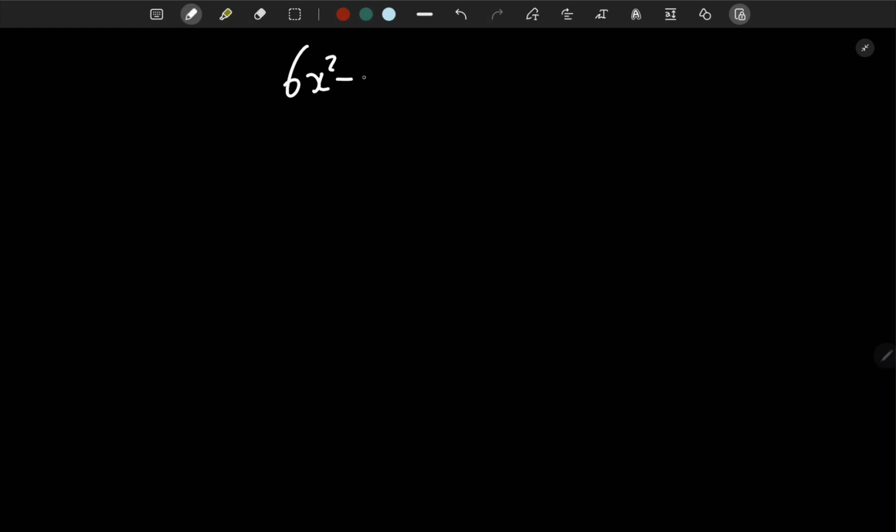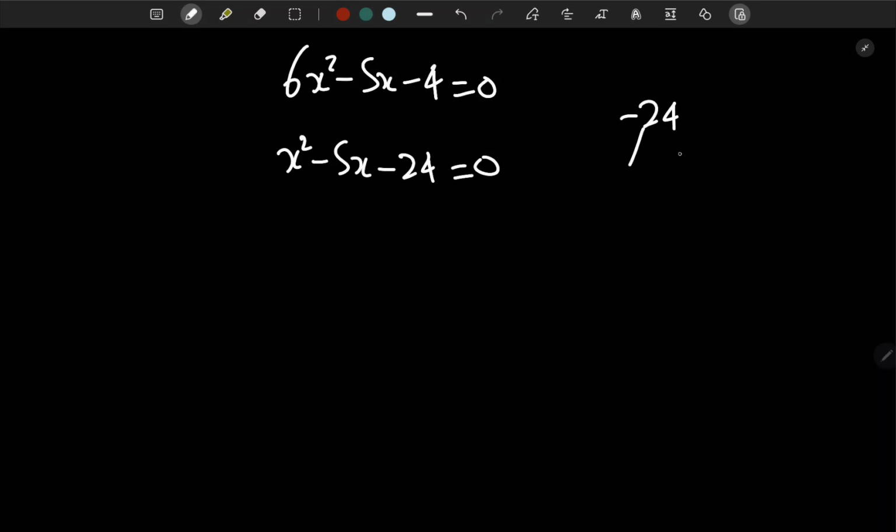6x squared minus 5x minus 4 is equal to 0. So again, the same steps. We take 6 and multiply it by negative 4, so it will become x squared minus 5x minus 24 is equal to 0. Now two factors. So let's write the factors for negative 24: 2 and negative 12, 3 and negative 8, and yeah, so these are the two numbers. If added, 3 minus 8 is negative 5, and 3 multiplied by negative 8 is negative 24.